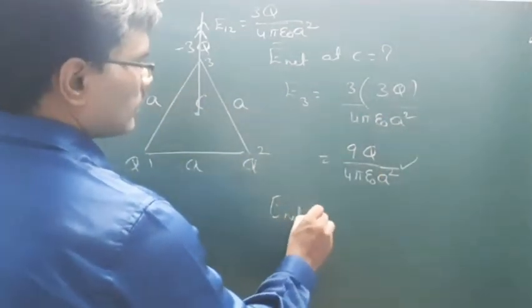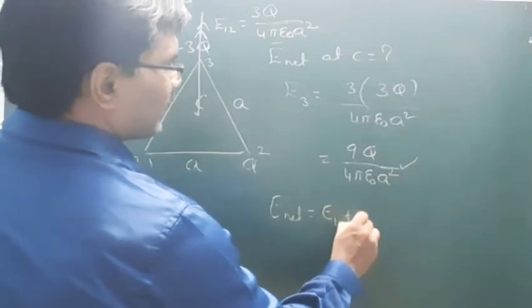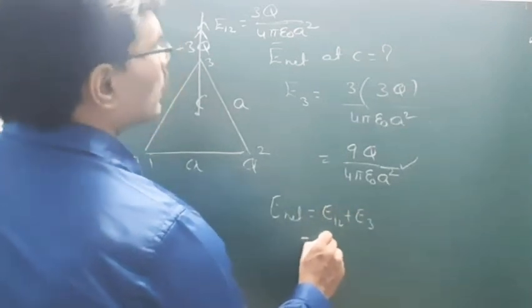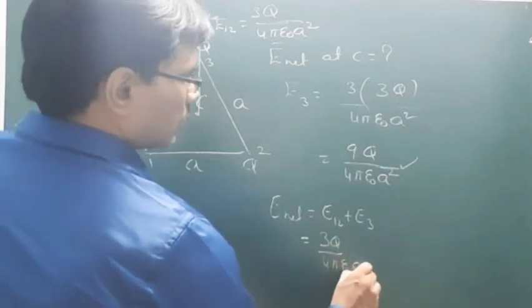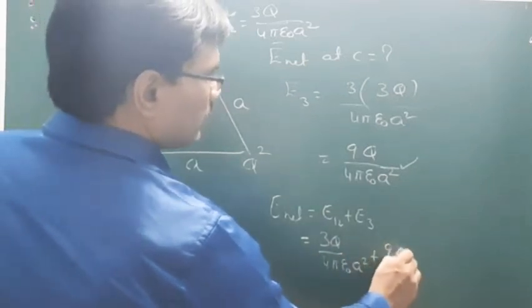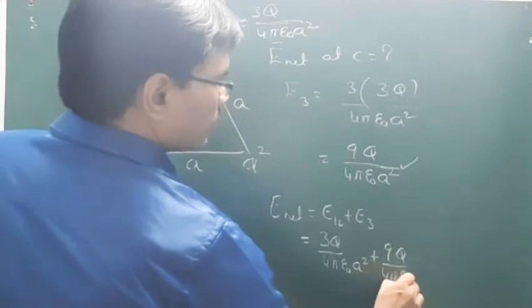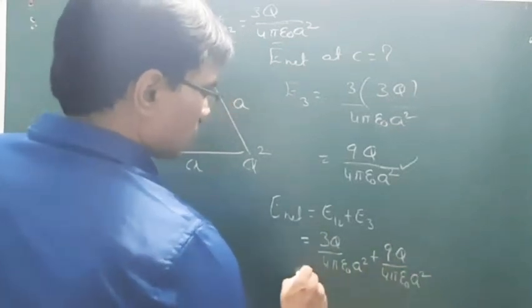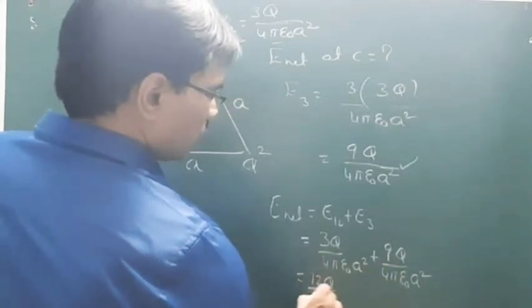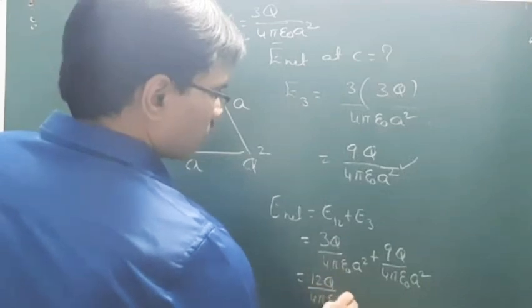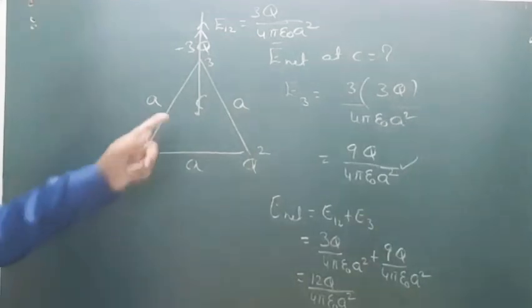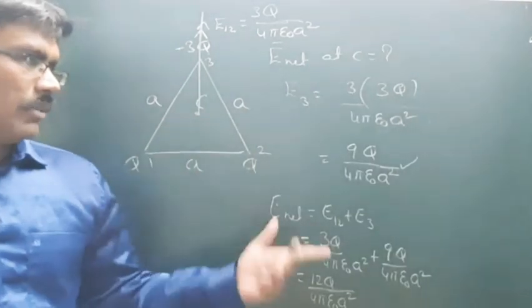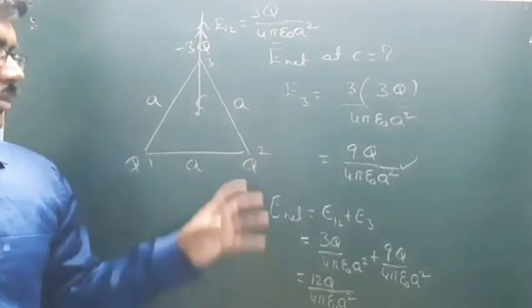So now what is the net field? E net is equal to E12 plus E3. So E12 is how much again? Here it is 3q by 4 pi epsilon naught a square plus 9q divided by 4 pi epsilon naught a square. So total is how much? 12q divided by 4 pi epsilon naught a square. So that is the net electric field at point C. So no need to apply any parallelogram law, nothing. Directly, just apply the logic.